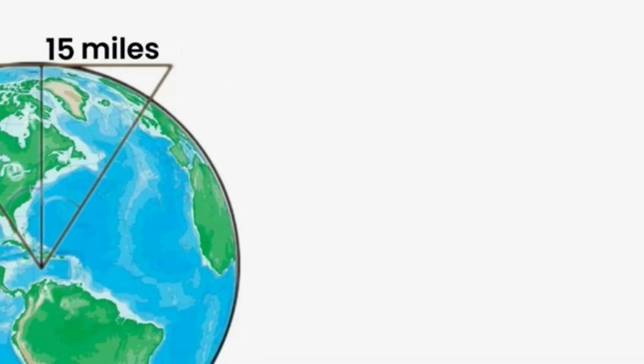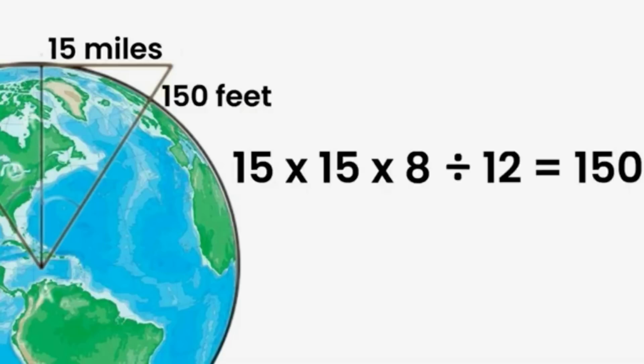What about the distance of 15 miles? The same rules apply. You take 15 times 15 times 8 divided by 12 equals 150. So in 15 miles, there should be 150 feet of curvature. Is this rate of curvature provable in observable reality? I think we both know the answer to that, babe.